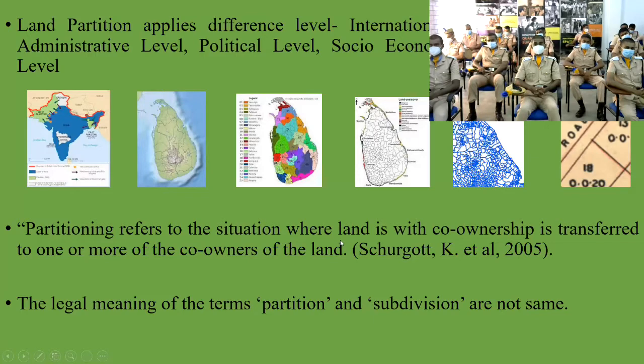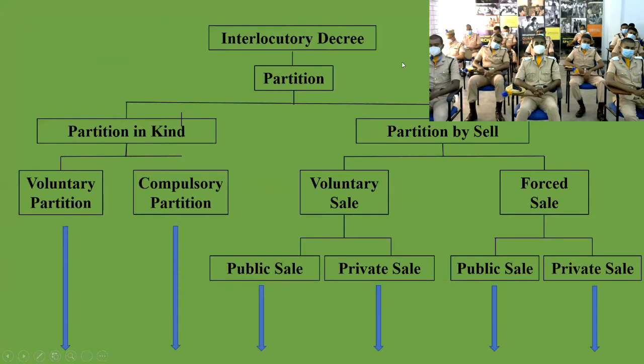Partitioning refers to the situation where land is under co-ownership and is transferred to one or more other co-owners in the land. The legal meaning of the term partition is not just subdivision. When a partition case starts, an interlocutory decree is written in the case. Partition has two branches.